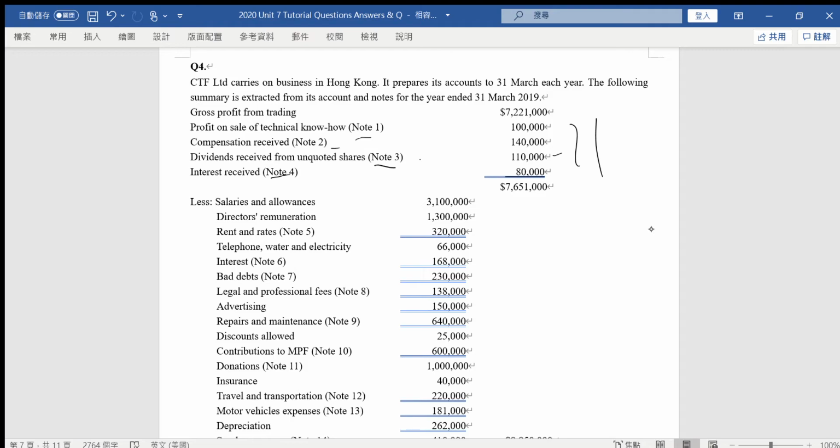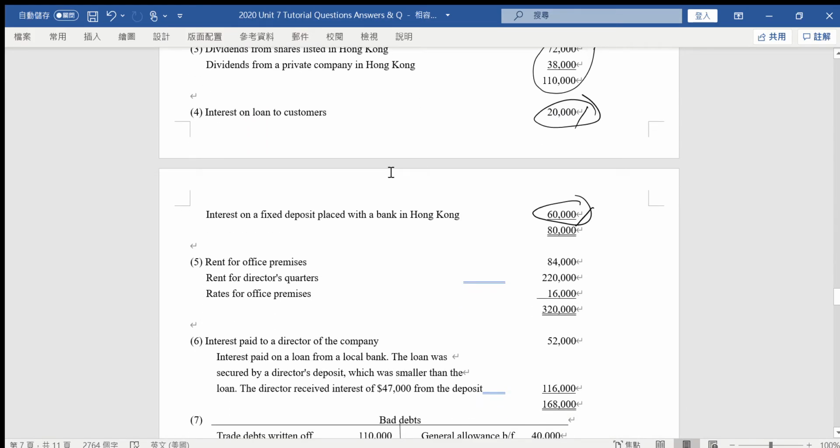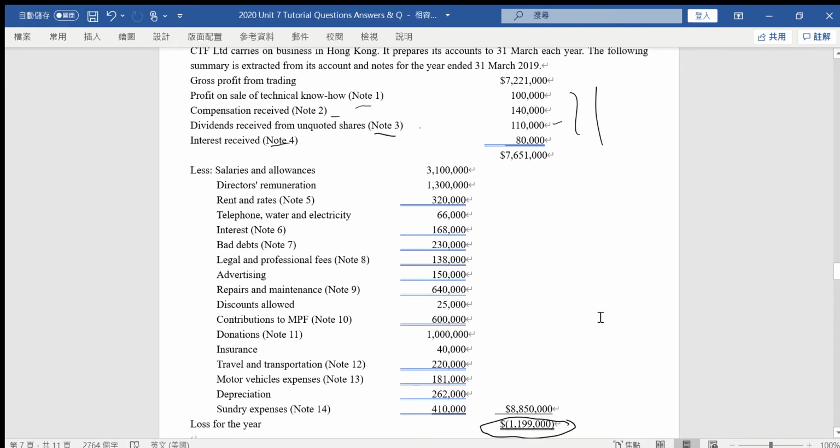Rent and rate. Looking at this one, it's about Note 5. Note 5 is about the rent for the office permits, rent for director quarter, rent for office permits. All this is allowed to deduct. Rent expenses, normal expenses of the company, are allowed to deduct. No need to adjust any. Then telephone, water, electricity, normal expenses, no need to adjust.